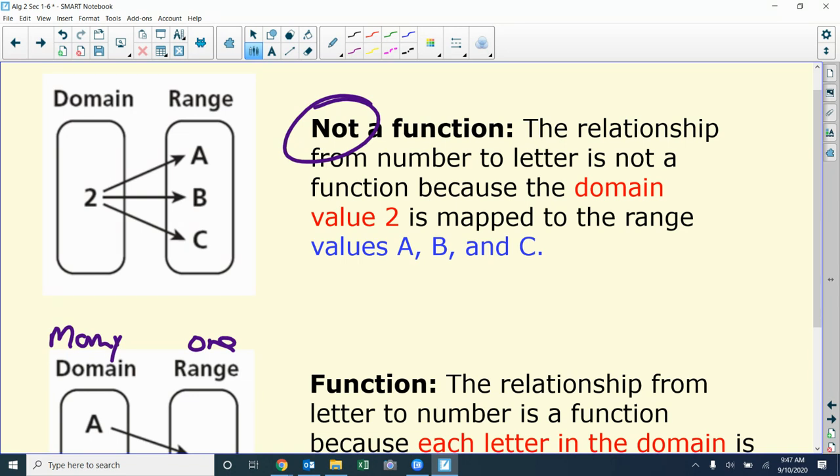Many-to-one, if you're writing any notes, many-to-one and one-to-one are functions. One-to-many is not. One-to-many is not a function.